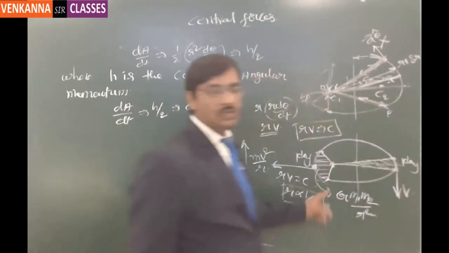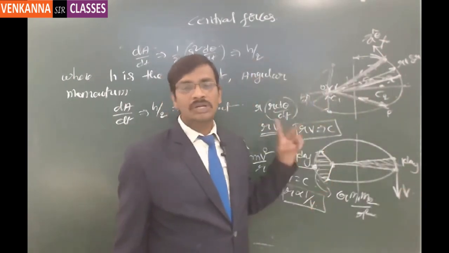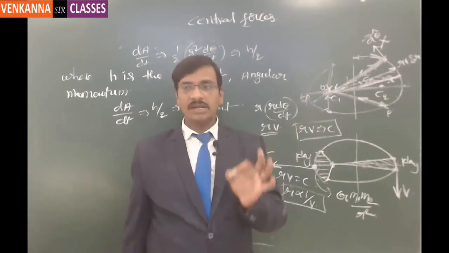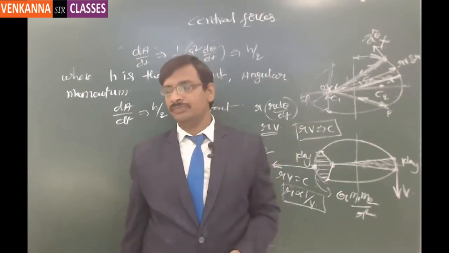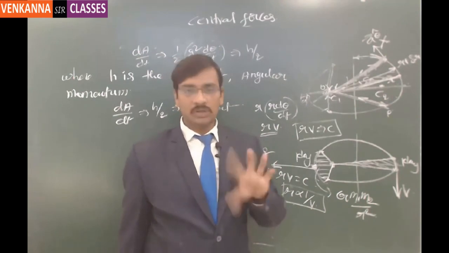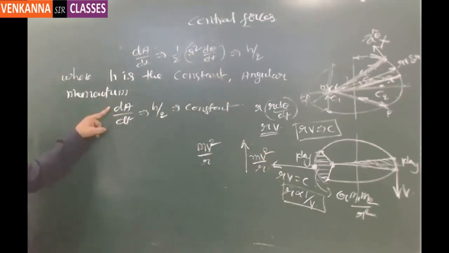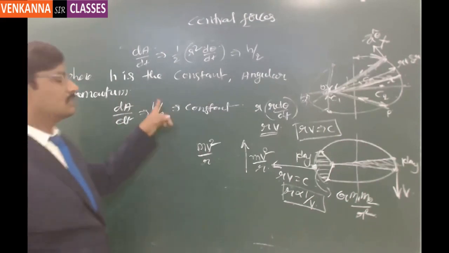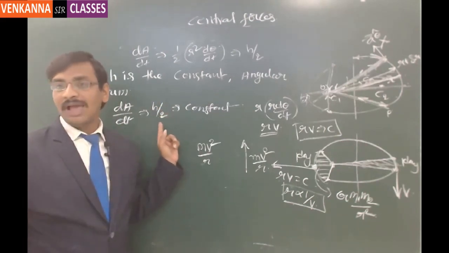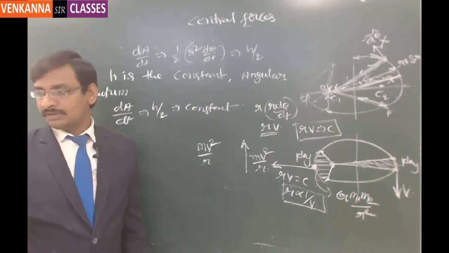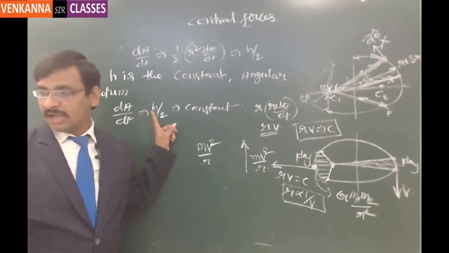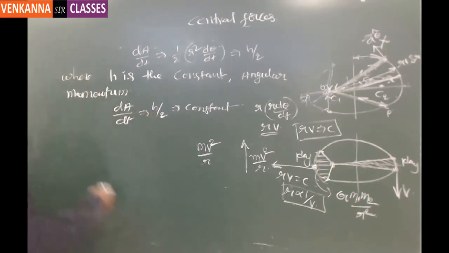So by reducing and increasing, it will try to maintain the angular momentum as a constant value. This is an important conclusion, so that we can state it as a statement: dA by dt is equal to a constant, which is equal to h by 2, where h is the angular momentum. Got it? So this is Kepler's second law.